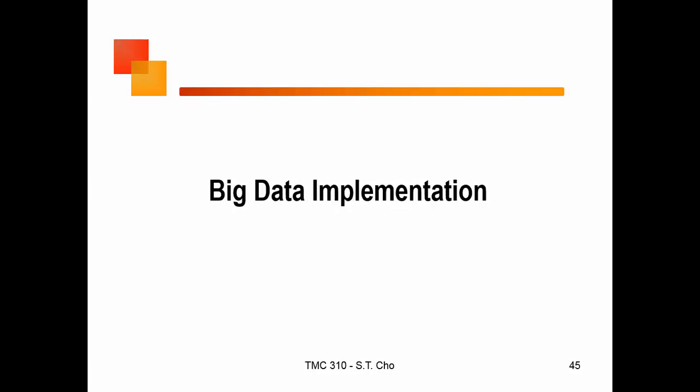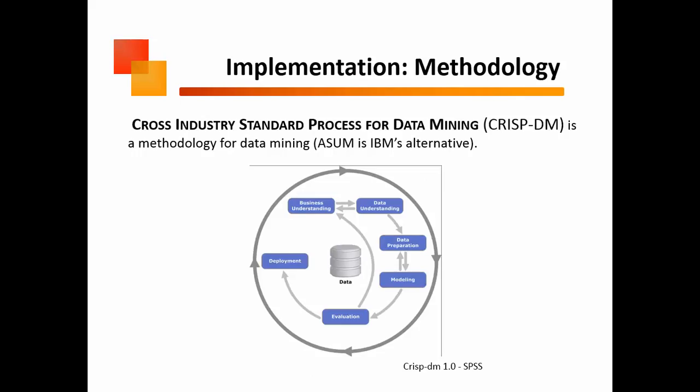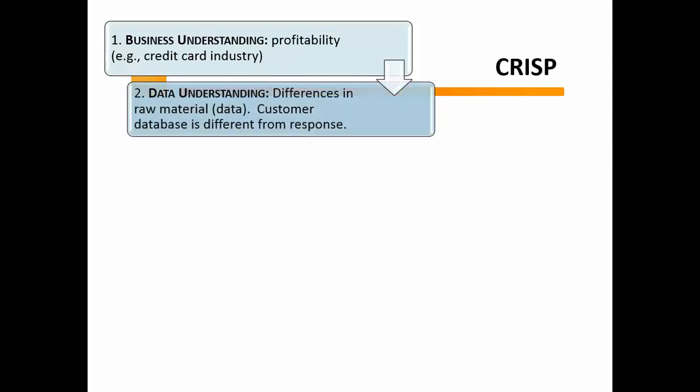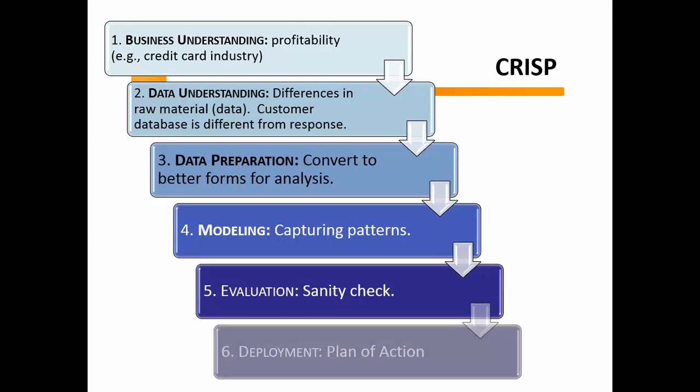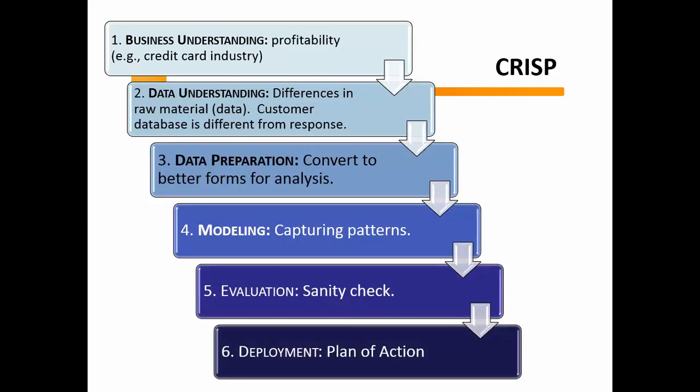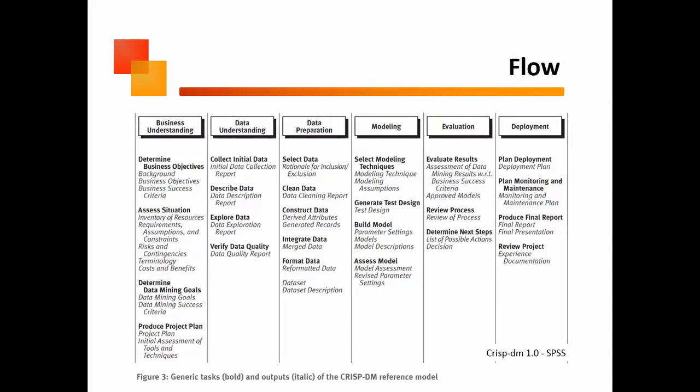Anyway, so how do we implement big data? The methodology they use is something called CRISP. CRISP was started by IBM, and what it's about is coming up with a business understanding, understanding your data, preparing it, modeling it. When you evaluate it, you need to take a sanity check, and that's what you should do with everything. And then how am I going to go out and deploy it? What this chart does is pretty much tell you what goes on.